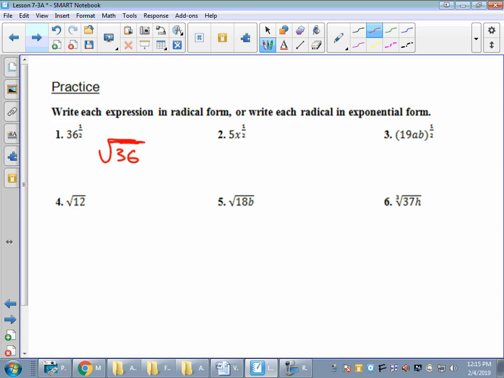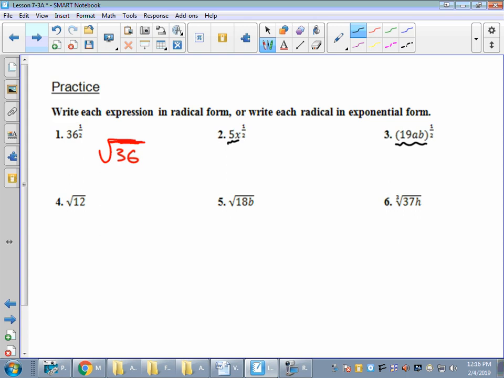But the big thing here is look at number 2. Tricky thing is how it's written. Is the whole thing going to the 1/2 power, or is it just the x? So I want you to take a look at the difference between number 2 and number 3. Number 3 is in parentheses. So that means that everything in here is going to the 1/2 power, where just here, there's no parentheses, so it's just x to the 1/2 power.